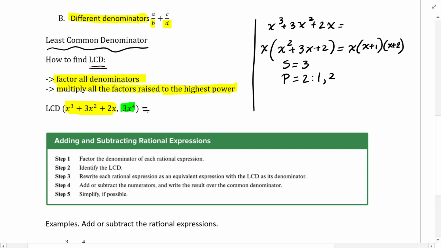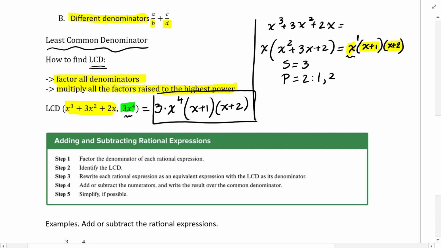So now the LCD is multiply all the factors. So the factors of the yellow one are x, x plus 1, x plus 2. And the factors of the green one are 3 and x to the 4th. So let's start with the constant. 3, it's a factor. Then I have x here, x to the 4th, and I have x here. So between the two of them, we choose the highest one, right? X to the 1st and x to the 4th, we copy x to the 4th. And then the other factors are x plus 1 and x plus 2. So the LCD of the two terms that we had is 3x to the 4th, x plus 1, x plus 2.